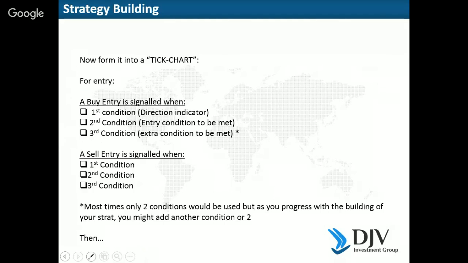Beautiful, Colin. That's exactly it. We're looking for trend first. So our first condition will always be built off of a trending indicator or anything that can identify the trend.